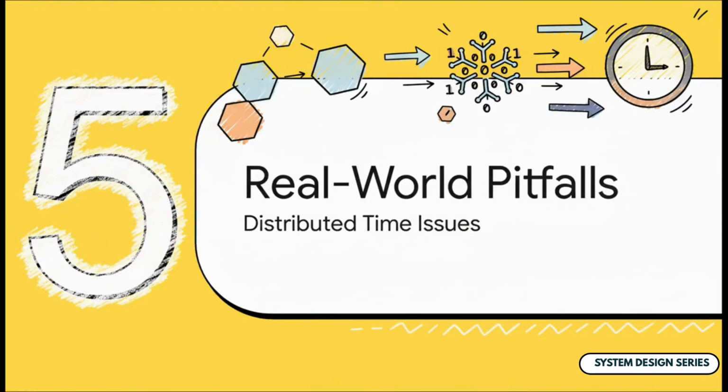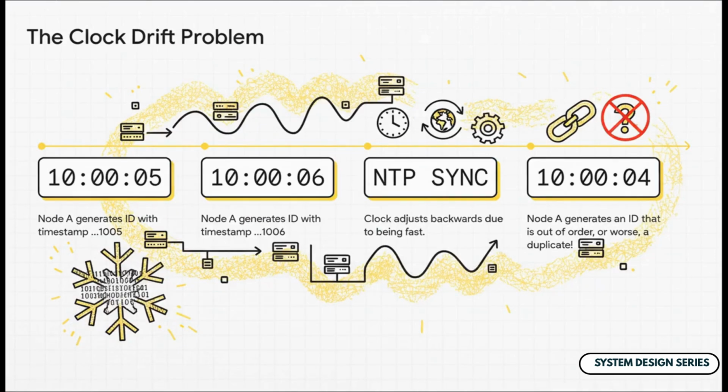Of course, no design is a silver bullet. Moving to a time-based system like this introduces its own set of challenges, especially when you're dealing with something as tricky as clocks across thousands of computers. These are the dragons you really have to slay to get this right in production. The biggest, scariest danger is clock drift. See, your server's clock isn't perfect.